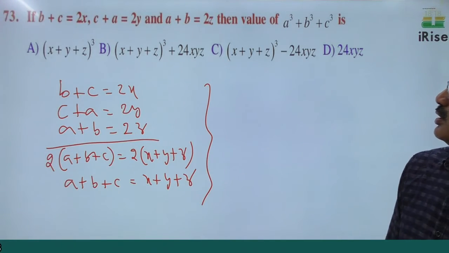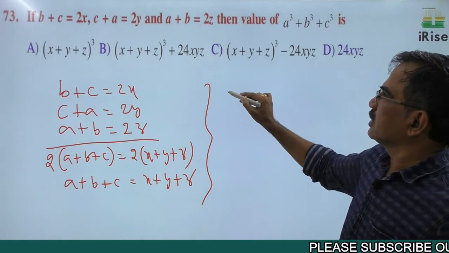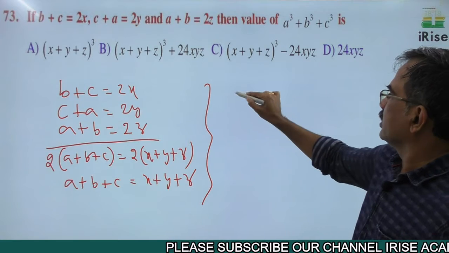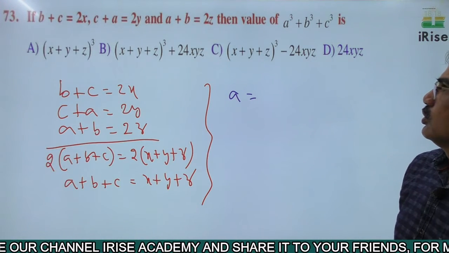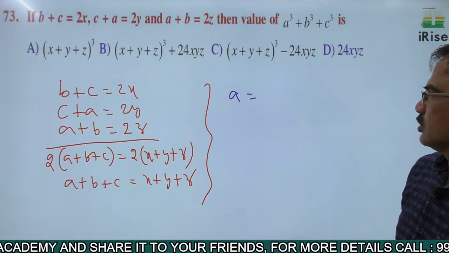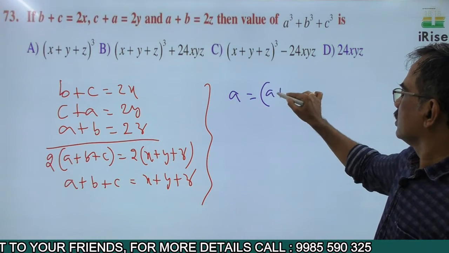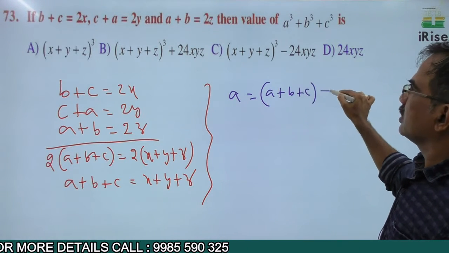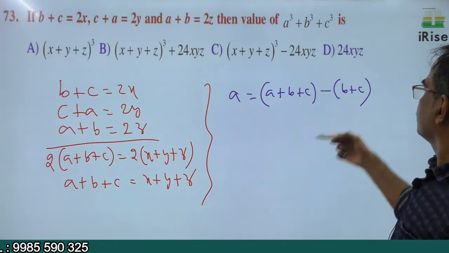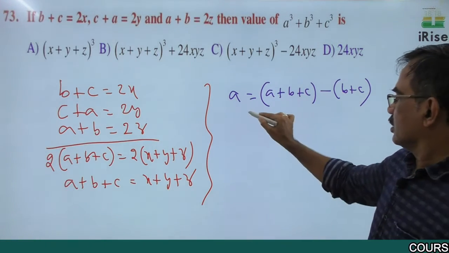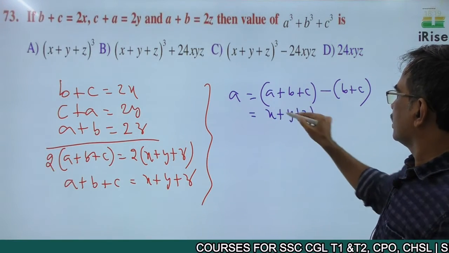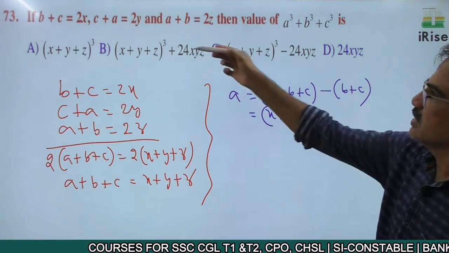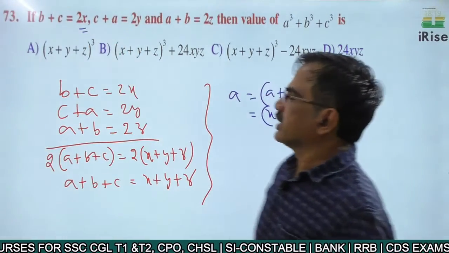Then what is a? a is equal to (a plus b plus c) minus (b plus c). Here, a plus b plus c is nothing but x plus y plus z, minus (b plus c) which is 2x.